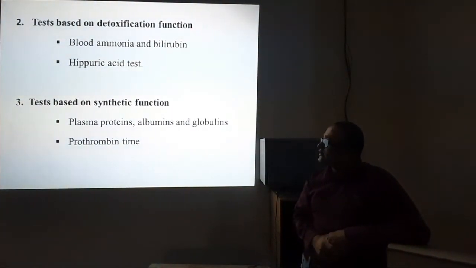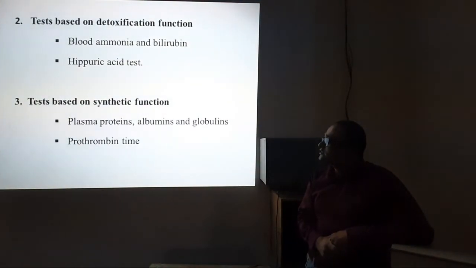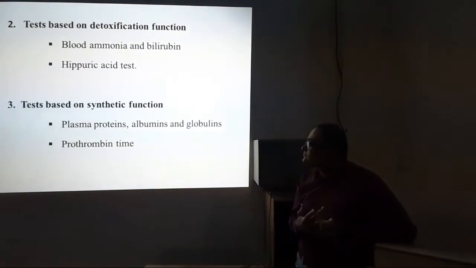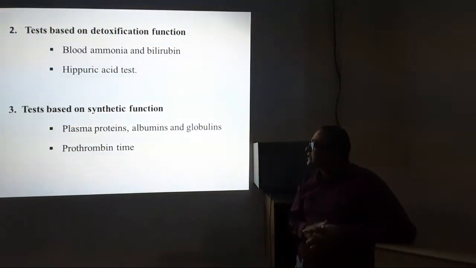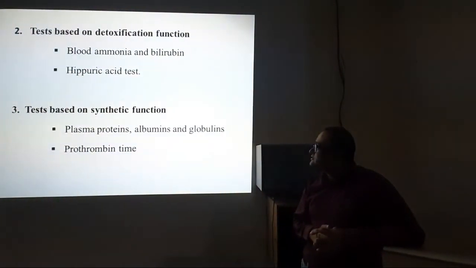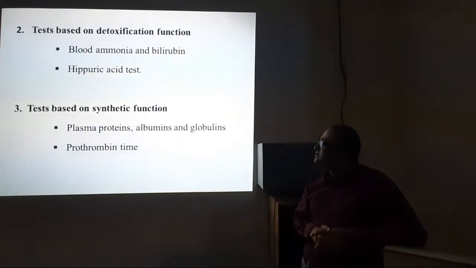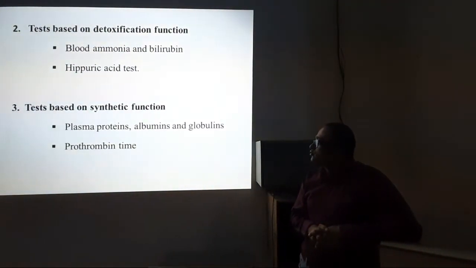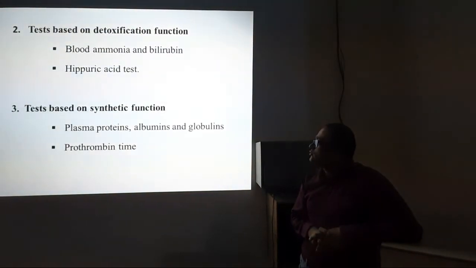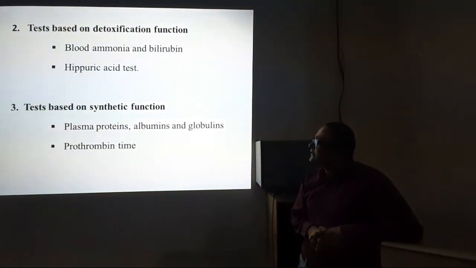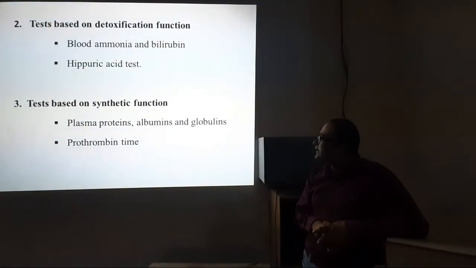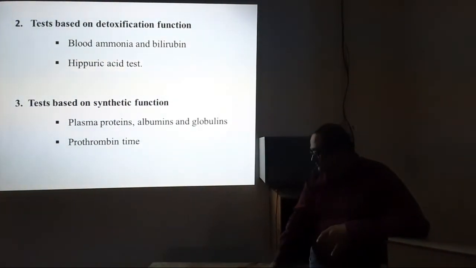Then the third one is tests based on the synthetic function. What proteins does the liver synthesize? That is the plasma proteins. So we detect the plasma proteins, we do the albumin and globulin, and based on the synthesis of various clotting factors, prothrombin time is the next thing we will do. So the third group of tests is tests based on synthetic function: plasma proteins, albumins and globulins, and prothrombin time.